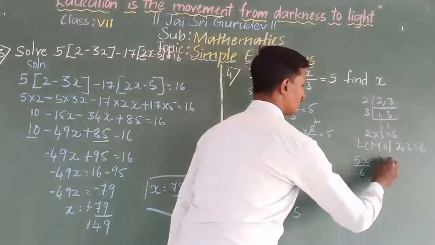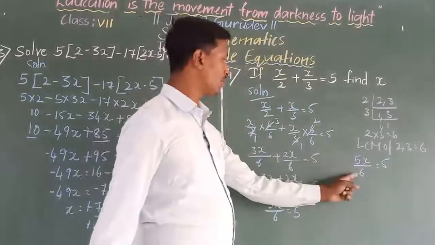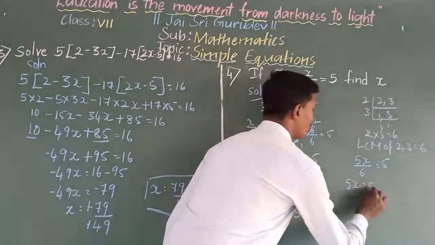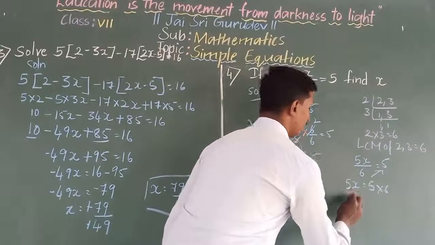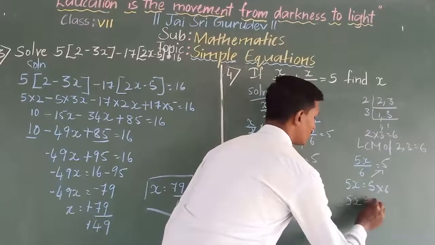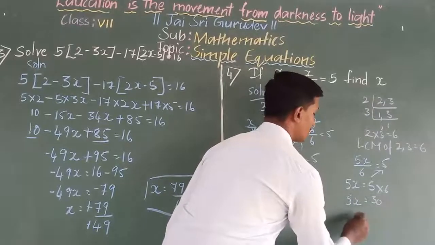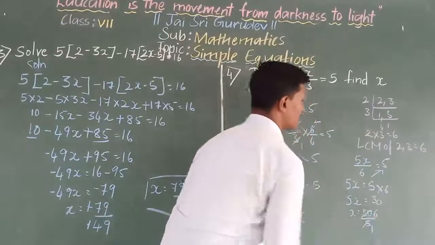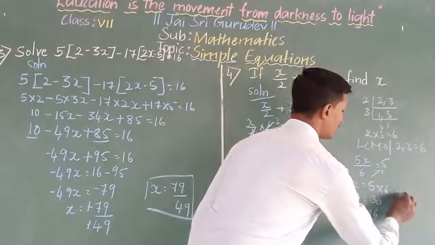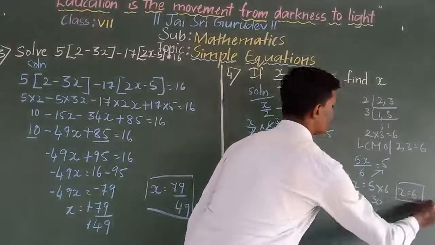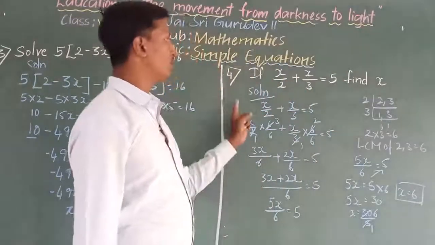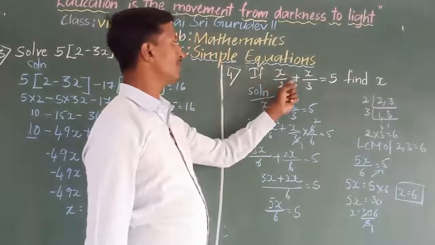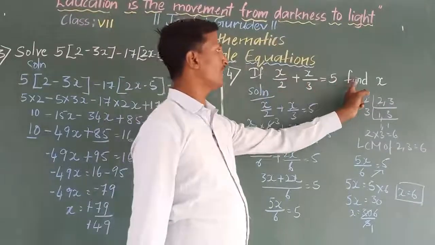5x/6 = 5. Observe here, now we have to cross multiply 6 with 5. 5x = 5 into 6, so 5x = 30. Now x = 30/5. x = 6. Dear children, have you understood? The value of x for the given equation x/2 + x/3 = 5 is 6.